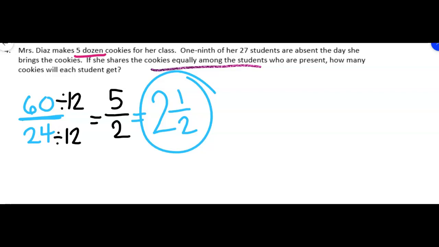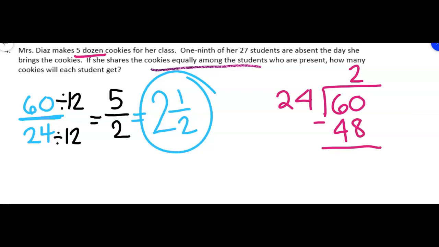If you didn't do it the fraction way, another way you might have solved was by looking at the 60, the total amount of cookies, and dividing it by 24. You could do this the long division way too. 24 goes into 60 2 times. 2 times 24 is 48. We would subtract, we would get 12, and then the answer would be 2 wholes with 12 24ths left over. And then you could actually simplify this. 12 divided by 12, 24 divided by 12, and that would turn into 2 1/2.